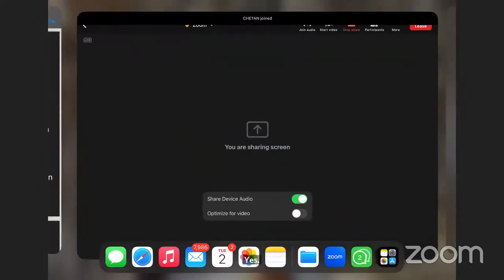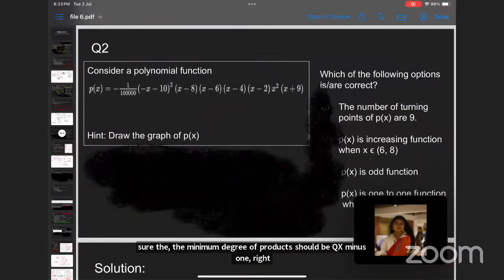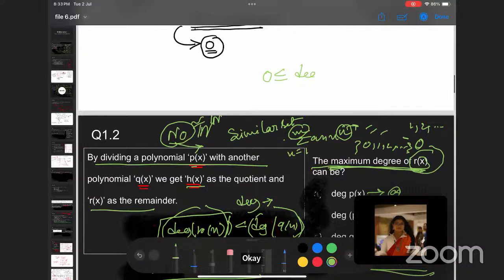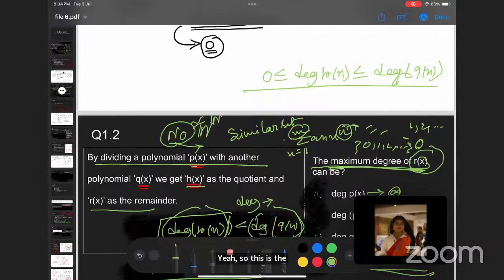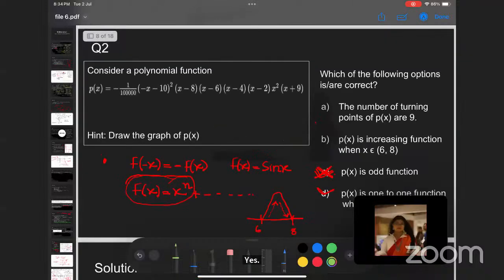Ma'am, so the maximum and the minimum degree of Rx should be Qx minus 1, right? So we got the range. 0 is less than or equal to the degree. The minimum degree is 0, numerically, but statement wise we would say that. So this is the range for degree of Rx, right? We got this one. Yes, ma'am.